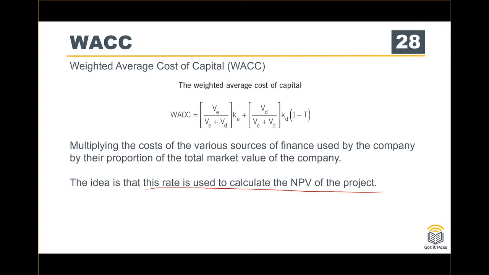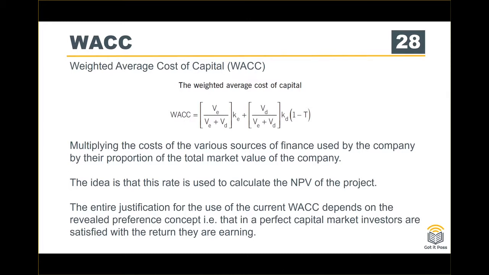If the NPV of the project is positive NPV, so the project is benefit to the companies or to the shareholders as well. Because it can help to push up the share prices. So here is the important part. Why WACC is important? Because it is used to calculate the NPV of the project.